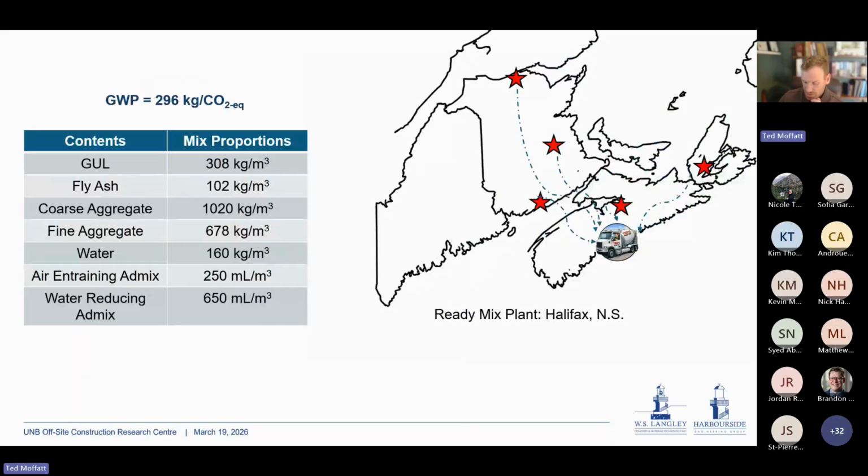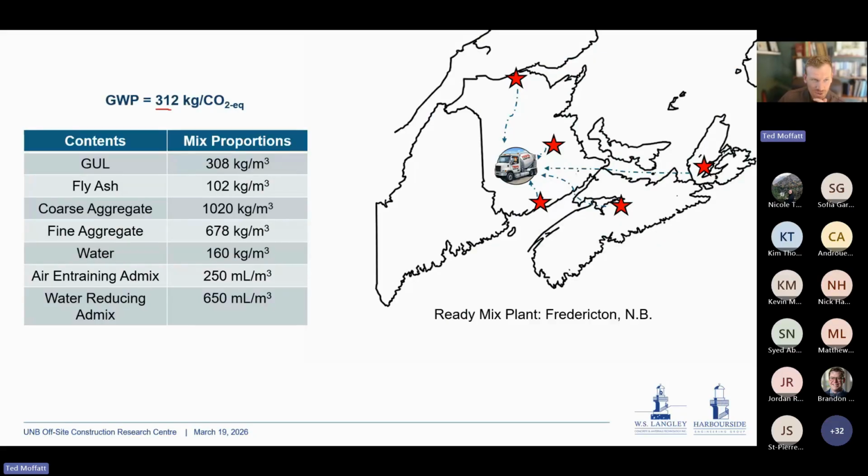So I apologize, these numbers are backwards, but this is my plant in Fredericton. Many wonder what happens if you produce concrete at a different location. There are a number of suppliers that have plants dotted all over Atlantic Canada, or if you're in Ontario, Ted's Ready Mix isn't in Ontario yet, but let's say I had plants all over Ontario. Even though my mix proportions are the same, my GWP value could be significantly different depending on where sources of materials are coming from.